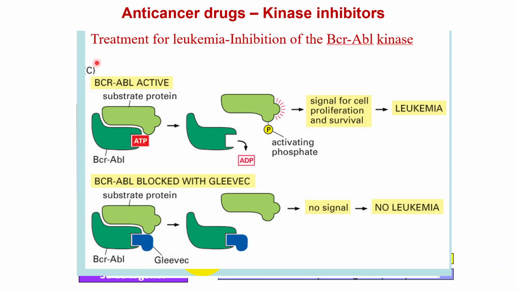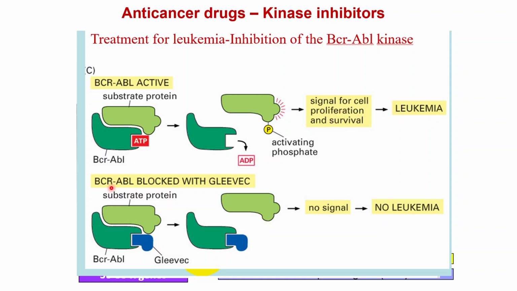So, for example, one kinase inhibitor is the drug Gleevec, which is a BCR-ABL kinase inhibitor used in the treatment of leukemia, by inhibition of BCR-ABL kinase. So what happens? This is the substrate protein, and this is the BCR-ABL kinase, where the ATP binds, and this ATP forms ADP, and the substrate protein is phosphorylated.